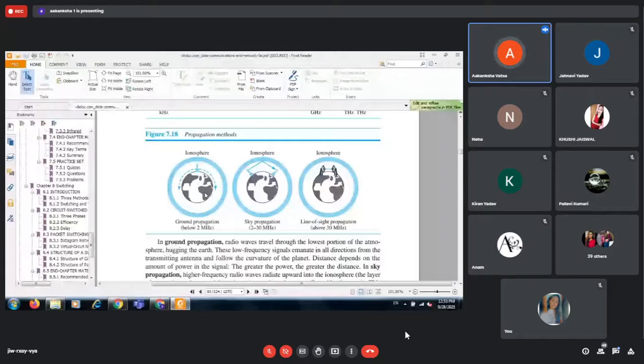Then if you want a higher data rate and high speed, you can go for sky propagation, that is done through the ionosphere or satellite communication. For this, the frequency range is 2 megahertz to 30 megahertz. And you can see there are two towers, one is the transmitter on one end, another is the receiver on the other end.